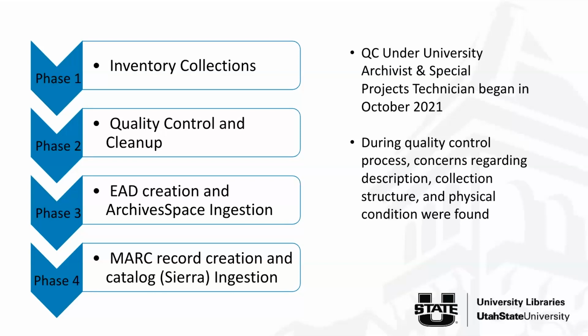Phase 2 was quality control. Remember this phase, it's going to come up. So that was just making sure a lot of the metadata, collection titles, etc., were correct and DACS compliant. Phase 3 was actually making those EAD finding aids, and then ingesting them into ArchivesSpace, which is what we use for the back end.